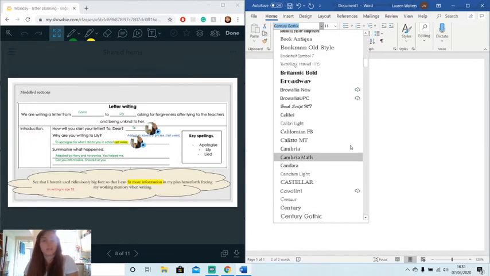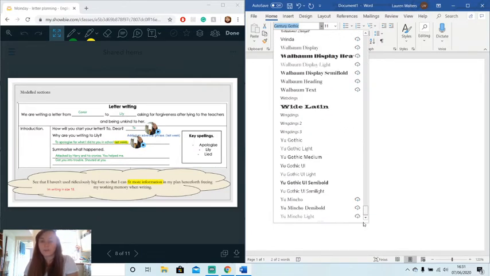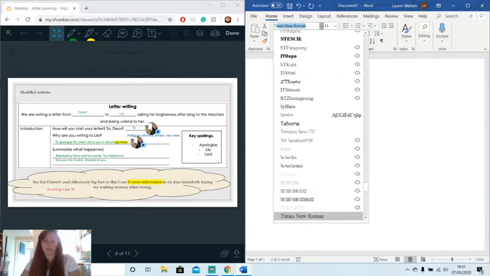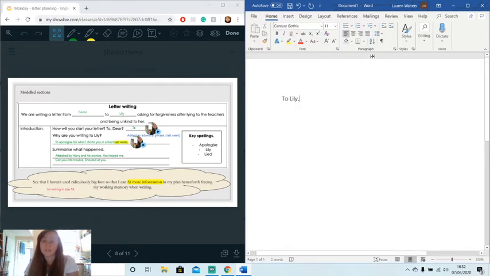Now there's lots and lots of lovely fonts, and I know when we're in the classroom people like to pick ones that are a little bit obscure, let's say. But in real life, if you were writing an essay at secondary school, at university, if you were applying for a job and you chose a font that was fun, then the likelihood is it's going to go in the bin. So I want you to either pick Century Gothic, which is what we use at school, Arial, or Times New Roman. Pick one of those. I've gone for Century Gothic.